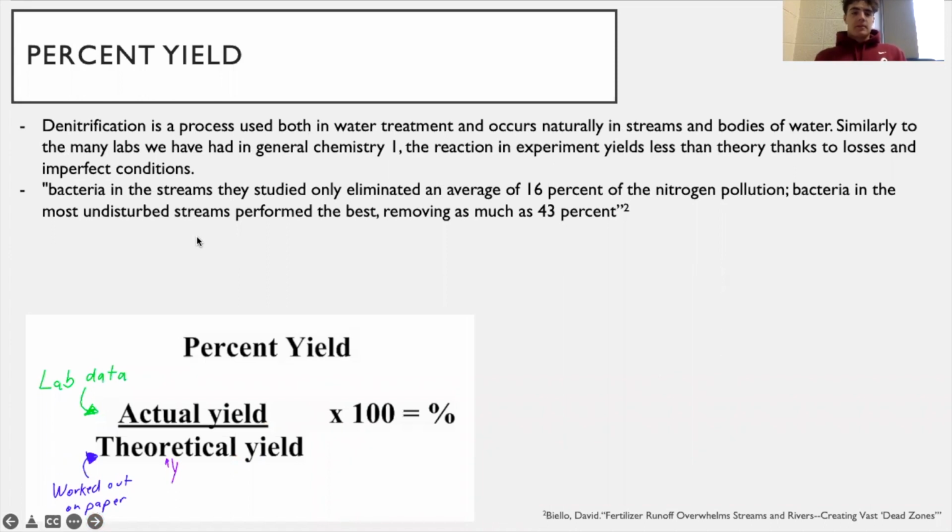Percent yield. Denitrification is a process used both in water treatment and occurs naturally in streams and bodies of water. Similarly to the many labs we have had in General Chemistry 1, the reaction in experiment yields less than theory, thanks to the losses and imperfect conditions.